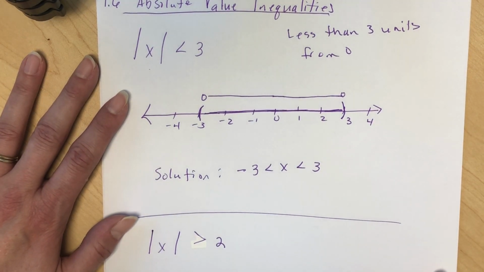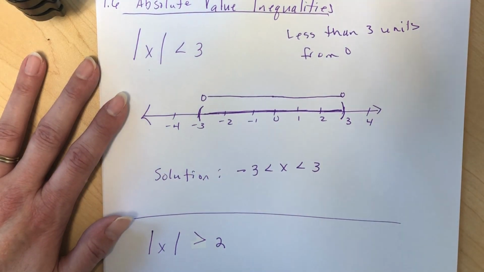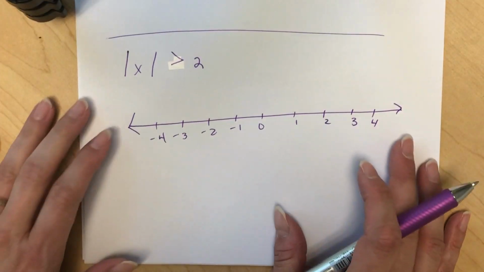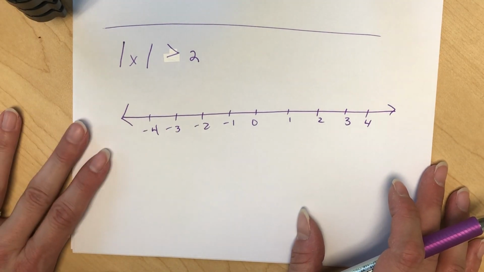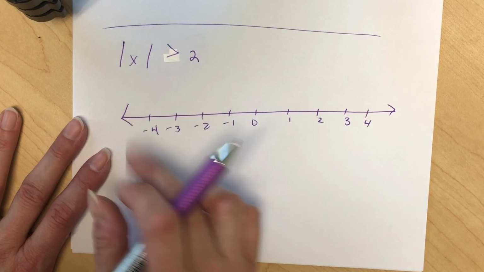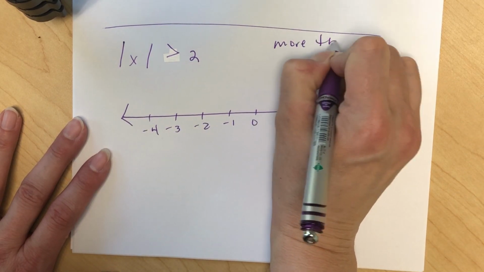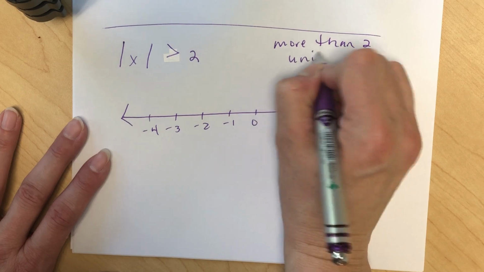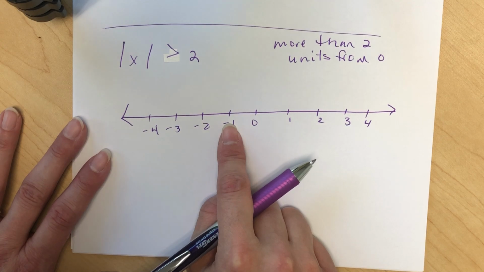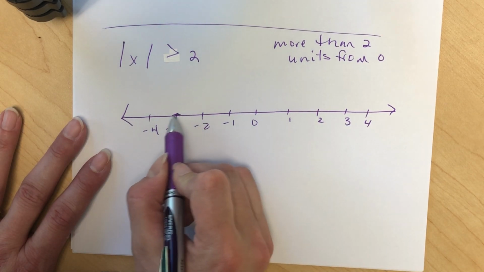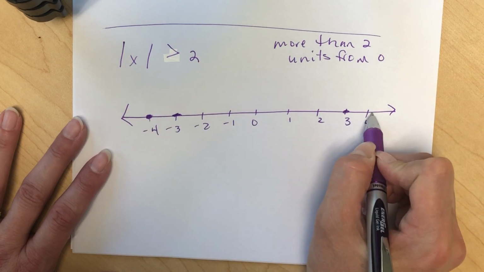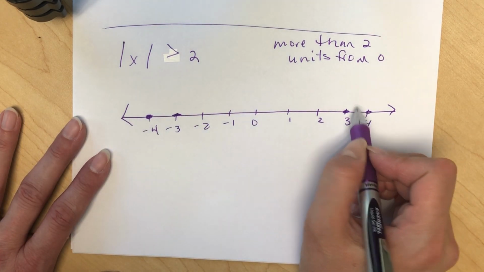What if you've got the absolute value of something greater than a number? So here, absolute value of x is greater than 2. That means I'm looking at numbers for x that are more than 2 units from 0. Okay, so negative 1 is not more than 2 units from 0, but negative 3 is. So negative 3 is part of my answer. Negative 4 is more than 2 spaces from 0. Positive 3 and positive 4, those are both more than 2 spaces from 0.